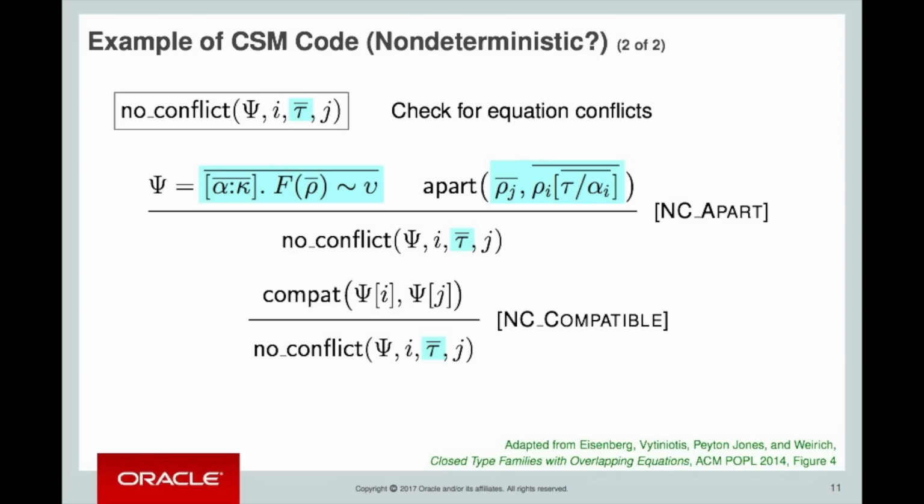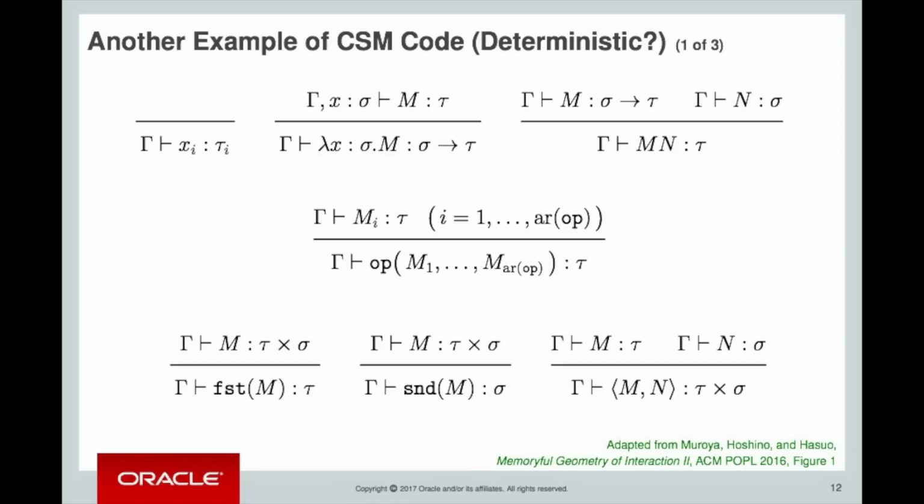And I have highlighted here in very light blue a very interesting feature of this code, that it uses overlines, and in fact nested overlines, to indicate various kinds of repetition. We'll look at that more closely later. Here's a different example of code from another paper. This is from POPL 2016.